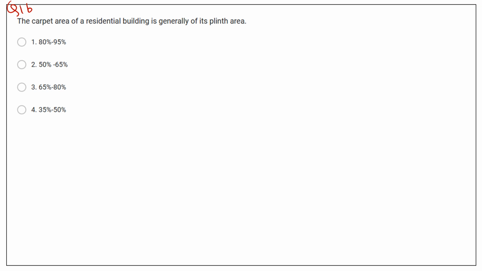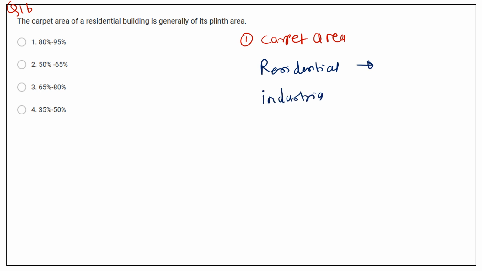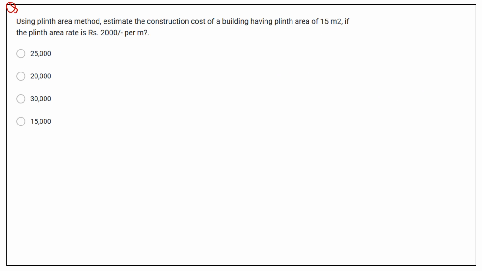The carpet area of residential building is generally of its plinth area. First, carpet area is related to residential, and second one is for the industrial. For residential, this is 50 to 65% of plinth area, and second for industrial 60 to 75% of plinth area. So here the second option is correct, which is 50 to 65%. The next question. Question number 17.